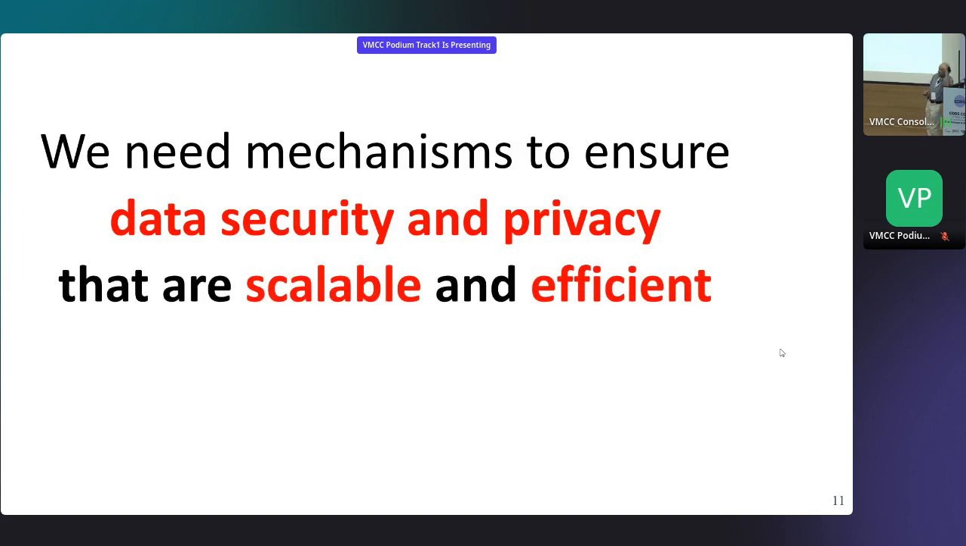And we want it to be scalable and efficient. So I put on the hat of a systems designer, where I am worried about scale and efficiency. And I'm going to try and show you through this talk how this can be a problem if I'm not very careful.